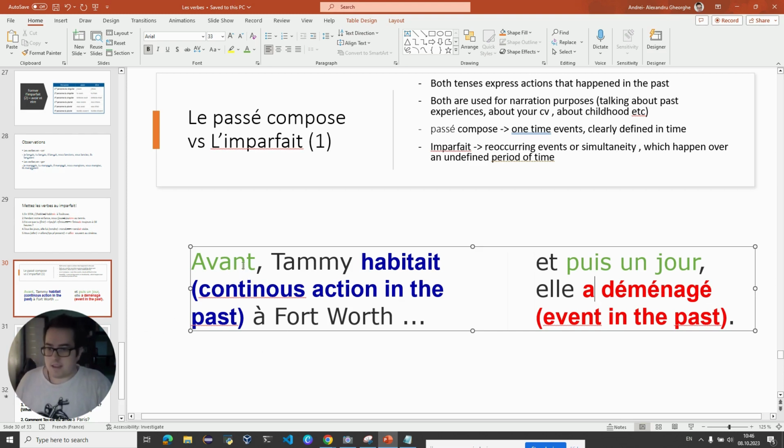We also see here, marked with green, some adverbs. Specific adverbs of time. Avant, which means before, and then puis, which means next or then. Un jour, which means one day. How do these relate to these tenses? Well, usually adverbs of time can be a very good way for you to see which tense you have to use. And let me show you why that is.